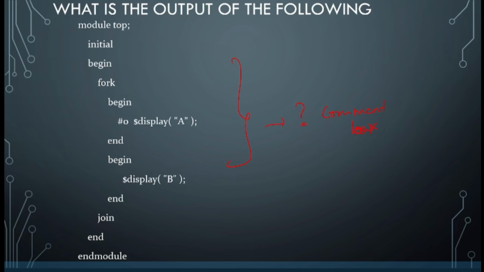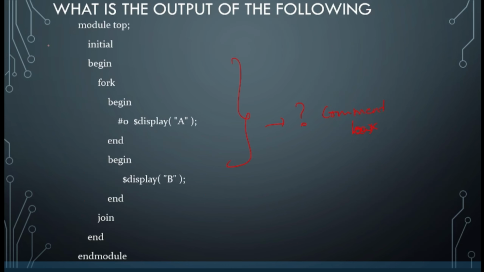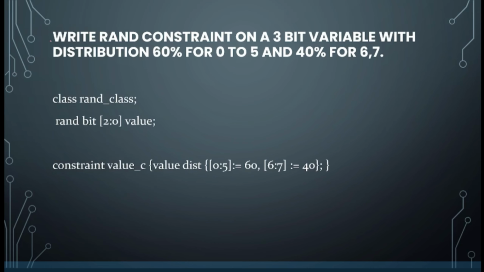Here everything is the same. Since we have already discussed this, I think you will definitely give the answer. If you understood this topic, then you are definitely going to answer this without any doubt, right? So this is the answer I want. Try to estimate the answer for this particular code. Right, now the last question is: write a rand constraint on a 3-bit variable.